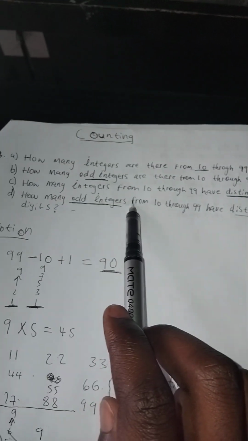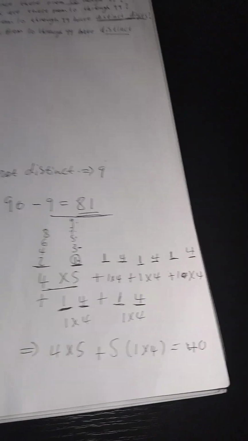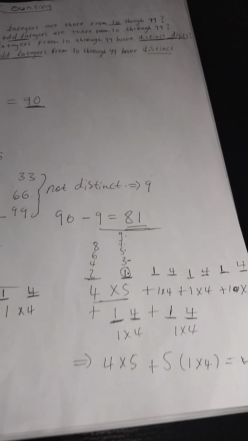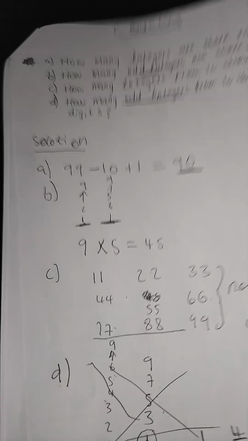So to answer this question, when they say how many odd integers from 10 to 99 have distinct digits, then there are 40 of them. Okay, there are 40 of them. So that is basically it for this question. So let's move on to the next one.